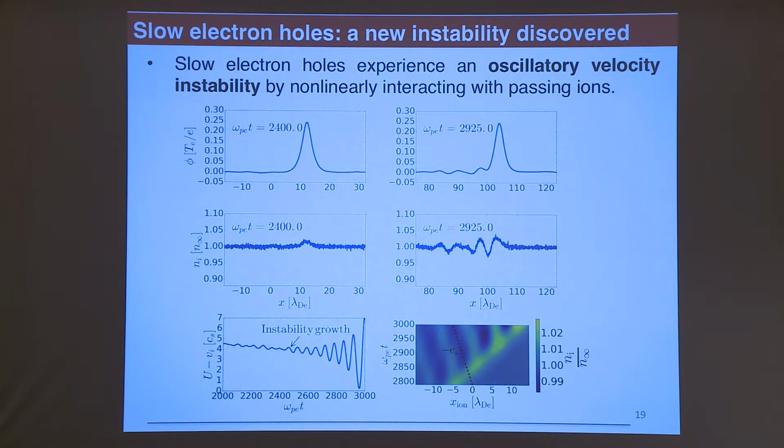The significance of this discovery suggests that some of the slow electron hole measurements that are observed in space, that I showed you before, are susceptible to this instability, so that they're candidates of driving ion heating and anomalous resistivity in space plasma.